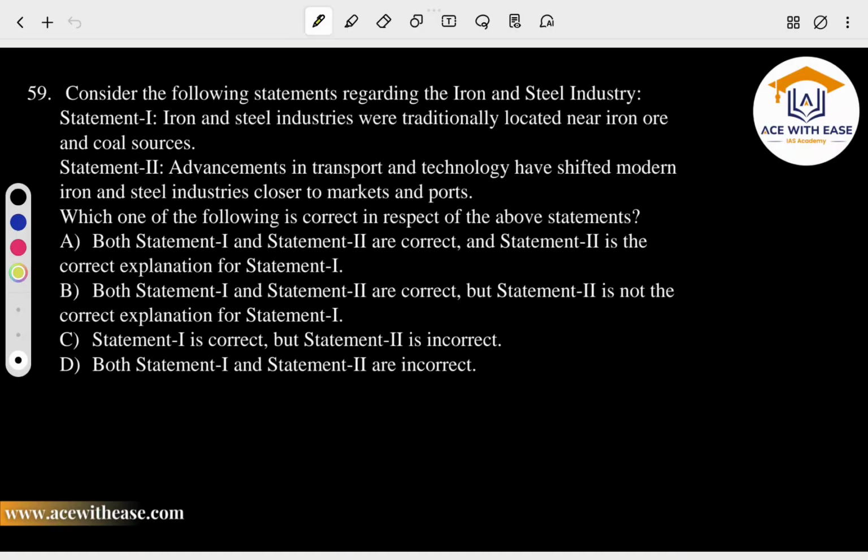So iron and steel industry are traditionally located near iron or coal resources. Correct. Second statement: advancement in transport and technology have shifted modern iron and steel industry closer to the markets and output. Yes, both the statements are correct. But when you read first statement and second statement and put a "because", it doesn't support or explain. So both statement 1 and 2 are correct, but statement 2 is not a correct explanation for the statement 1.